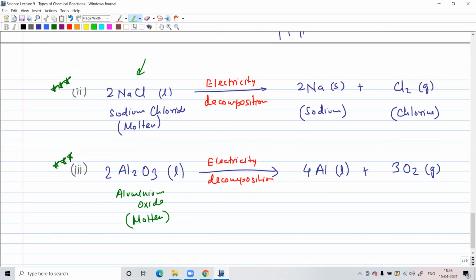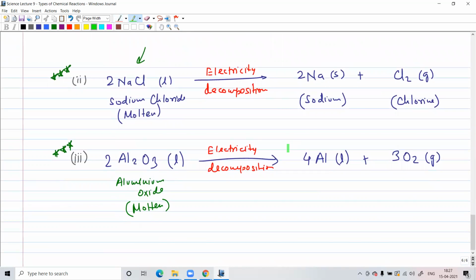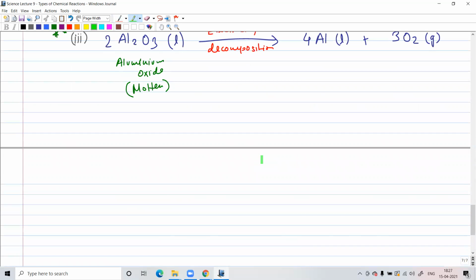So remember, these decomposition reactions are important because we have now seen that we can get the metals out. Extraction of metals, it is useful. So we will see this in the metals and non-metals chapter also later. Some of these reactions will come up there while extracting some metals. Let's continue after that.